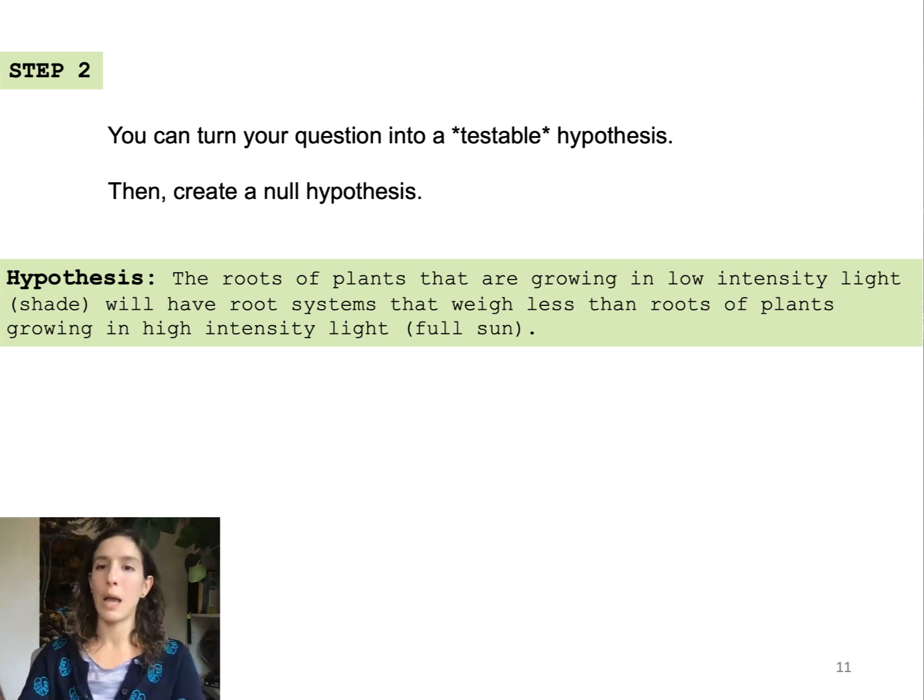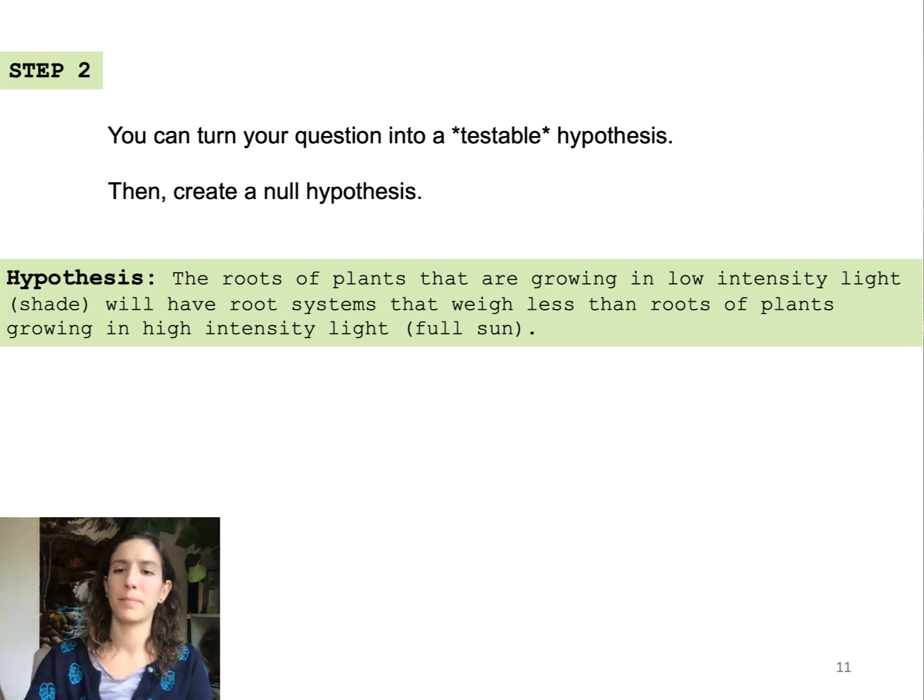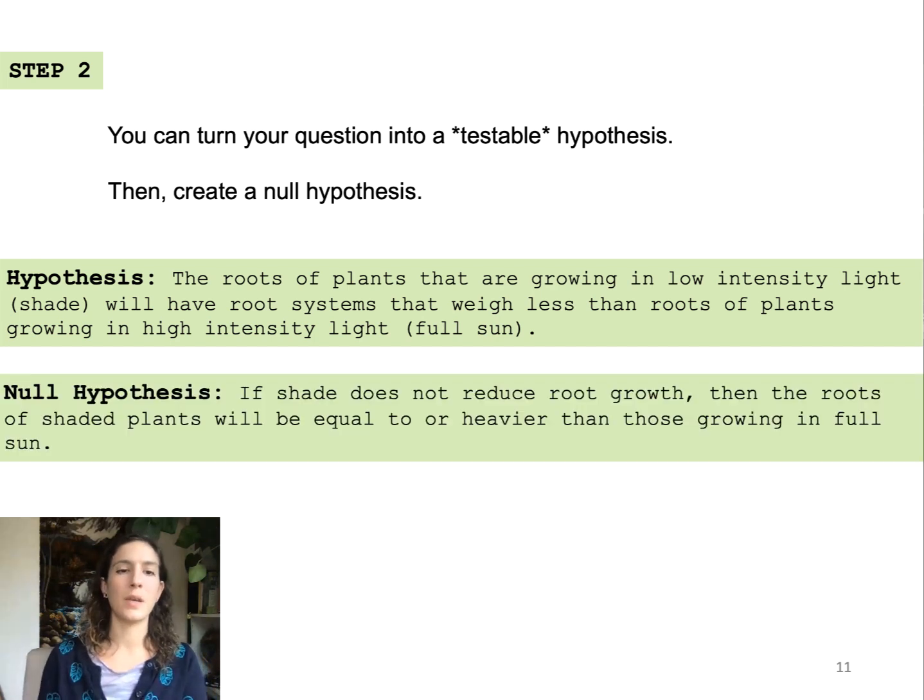Okay, so we need to have a null hypothesis to make a counter argument, essentially. Just to make sure that whenever this whole process is over, we're not going to end up making any inductive leaps. We need to keep it deductive by having a null hypothesis, which we can falsify. So the null hypothesis here is, if shade does not reduce root growth, then the roots of shaded plants will be equal to or heavier than those growing in full sun.